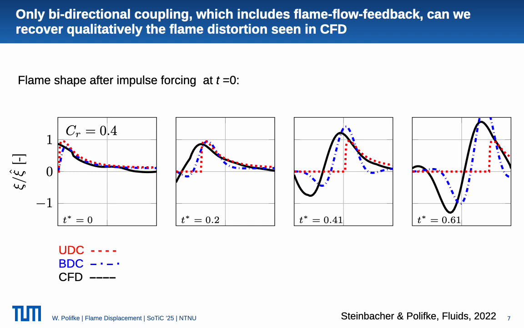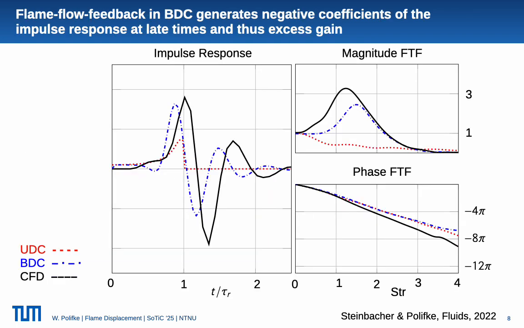So the important contribution is that the bidirectional coupling, which gives rise to convective velocity perturbations, is obviously very important in obtaining the flame shapes and thus the heat release rate of a laminar flame. And this is now described here. Here you see on the left the impulse response and on the right the flame transfer functions obtained again with those three models. And again we see that the unidirectional model fails qualitatively, does not produce excess gain.